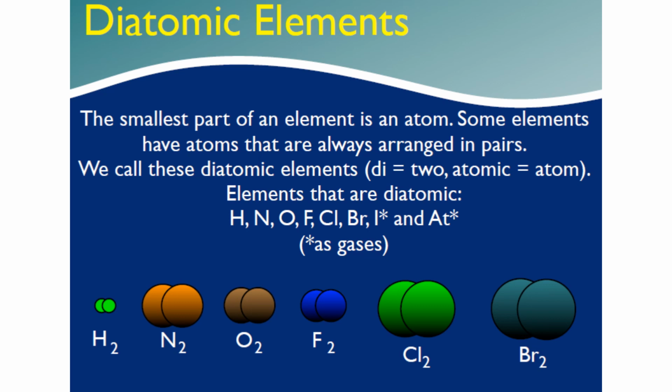You must memorize these 7 diatomic atoms, or 7 diatomic gases rather. They are hydrogen, nitrogen, oxygen, fluorine, chlorine, bromine, iodine, and astatine. Notice that these atoms are always combined together in pairs.